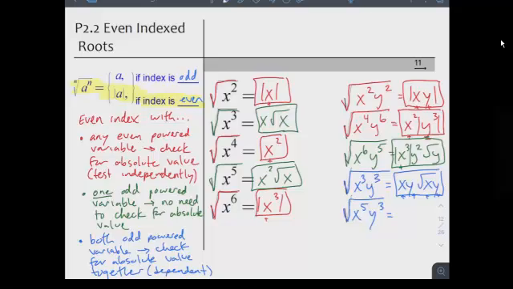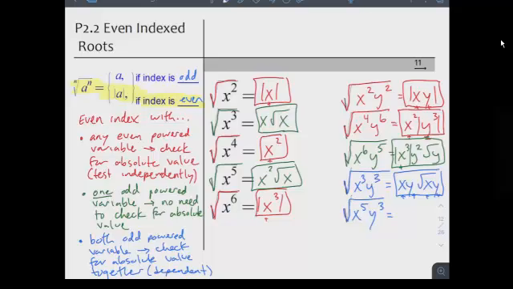So remember, these rules are only if you have an even index. So any cube roots you don't even need to worry about, right? Odd index is always going to be that top rule. The index and power cancel, leaving just the base itself, whether it's positive or negative. Okay, but when you have an even index, you do have to check.